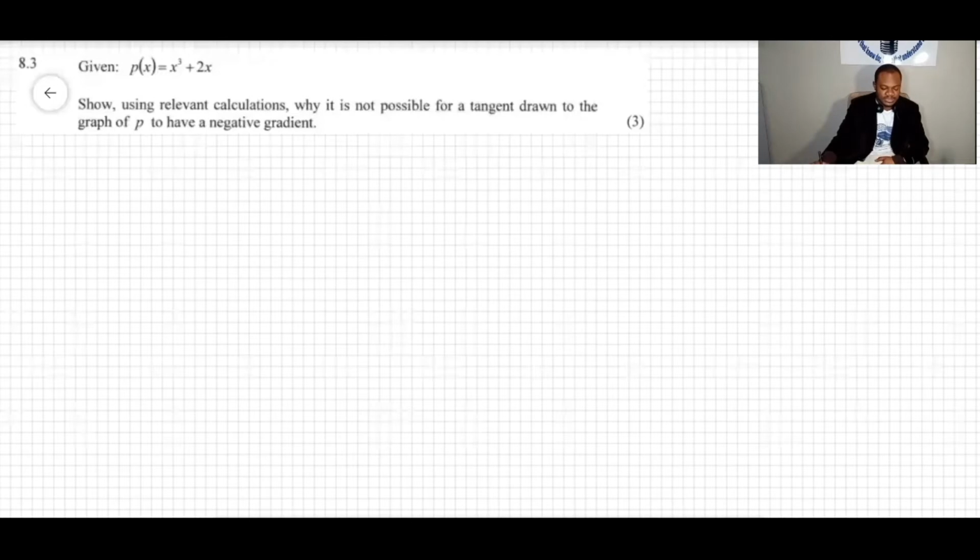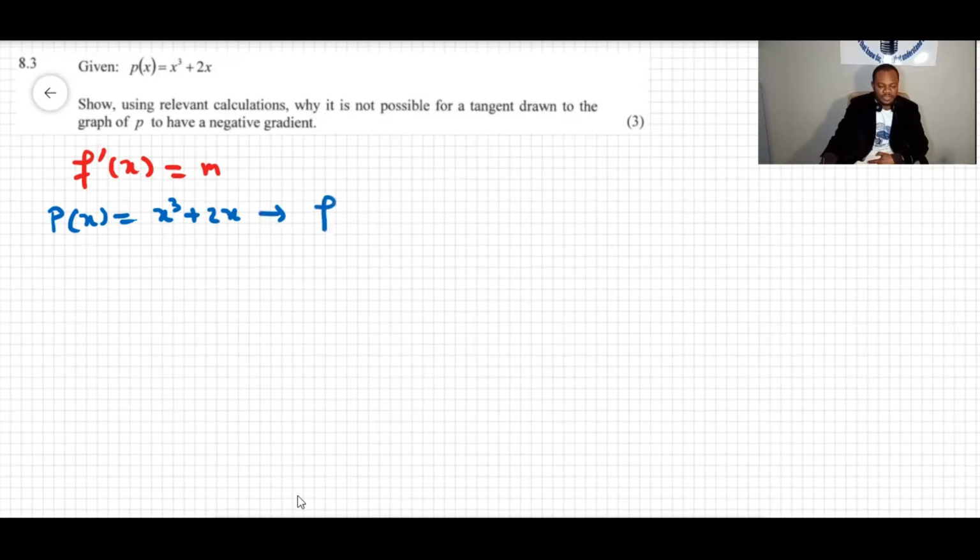Okay, we say that a gradient function is given by f prime of x. f prime of x determines the gradient of a function, m. So because the function here is given by P of x equal to x cubed plus 2x, to find the gradient of this function, we first need to find the derivative of that function. Okay, so we write here P prime of x, which will help us determine the gradient of that function.